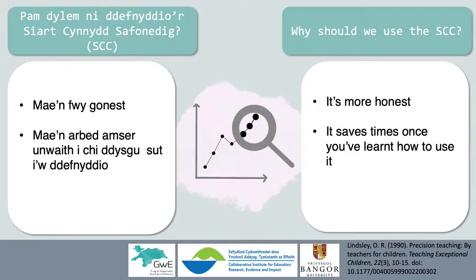Okay, so I've mentioned the standard acceleration chart, but what is it? This is a specialised chart that is one of the hallmark features of precision teaching. The chart enables us to record, visualise and interpret data using a standardised scale. This makes it more honest as you can't manipulate the axes to make improvements look visually more impressive than they are. Once you've learnt how to use it, it also saves time as you won't have to describe your unique charting systems anymore.